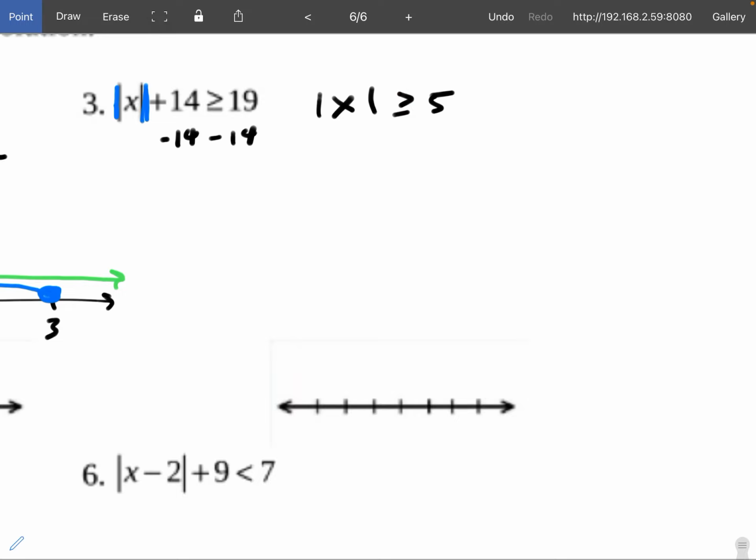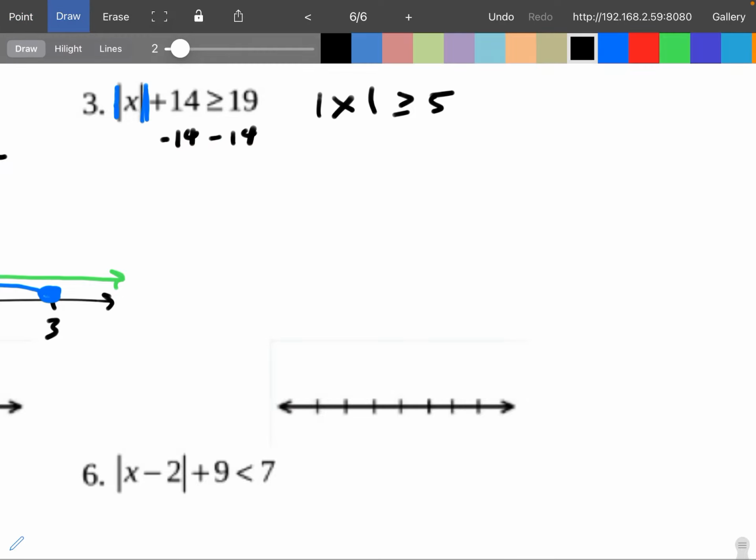Now, do I need to flip it? Did I need to flip it when I subtracted 14 on both sides? What's the only time we flip it? No, we just subtracted 14 on both sides. We didn't have to flip it. So what's the only 2 times we flip the inequality? Lucas, that's good, yeah. If you multiply or divide both sides by a negative number, then you flip it. So we're not going to flip it.